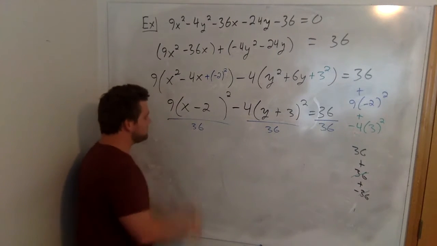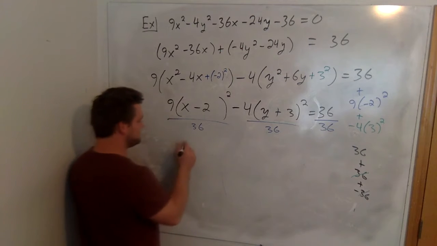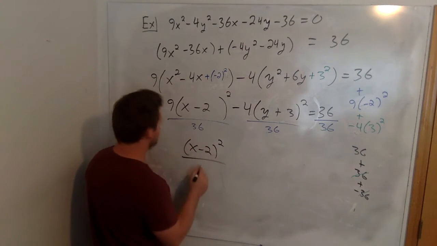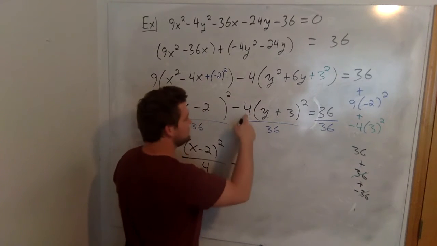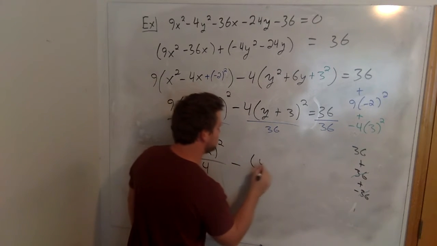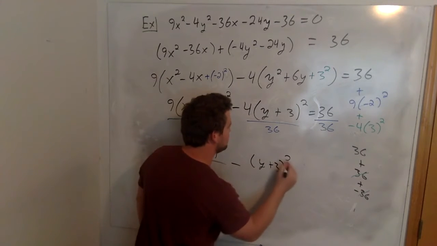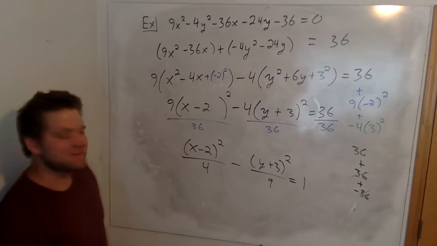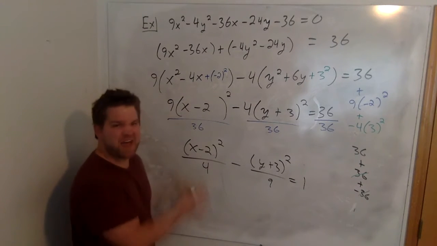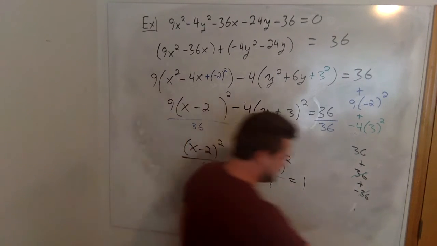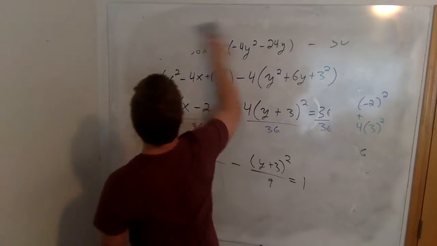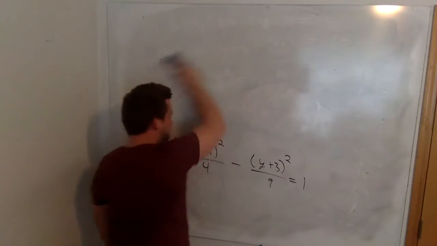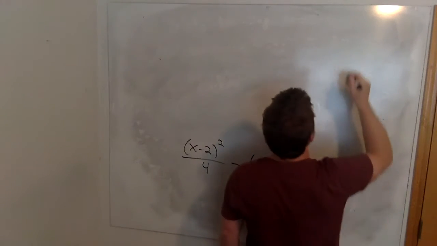Okay, how many times does 9 go into 36? I think it goes in 4 times. So we'll be left with an x minus 2 squared all over 4, minus, 4 goes into 36 9 times, so this will be a y plus 3 squared all over 9, equal to 1. And here we have it. This is a hyperbola, and now we can gather all of its secrets. Let's do it. It's in a great form. Okay, so let's write it down. This is a hyperbola.